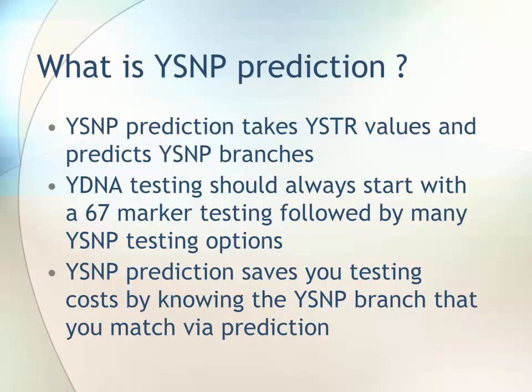So what exactly is YSNP prediction? YSNP prediction takes YSTR values and predicts whether you will test positive for a particular YSNP or not. Testing should always start with 67 marker testing, followed by many various options for YSNP testing. YSNP prediction saves you testing costs because it avoids unnecessary YSNP tests, since you already know the prediction.